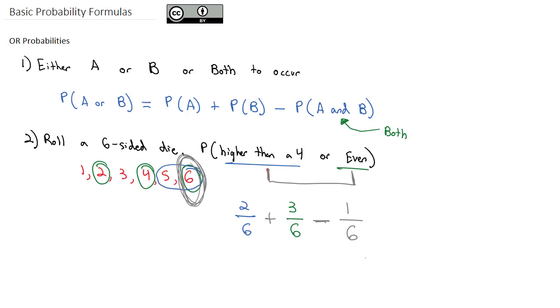So we add the individual probabilities and then subtract off where they both occurred at the same time to get my total probability. 2/6 plus 3/6 minus 1/6 is 0.6667 as a probability decimal. So the probability I get higher than a 4 or an even is 0.6667.